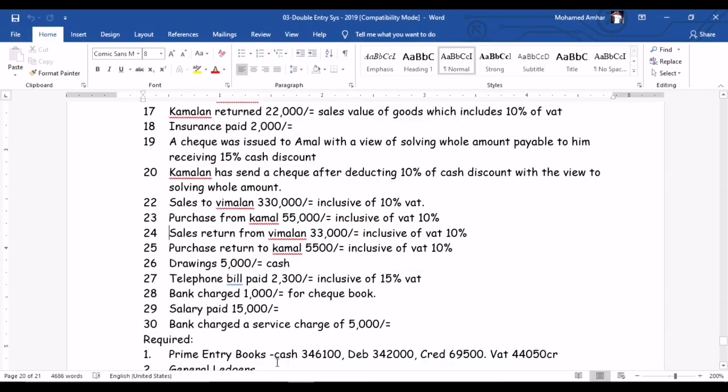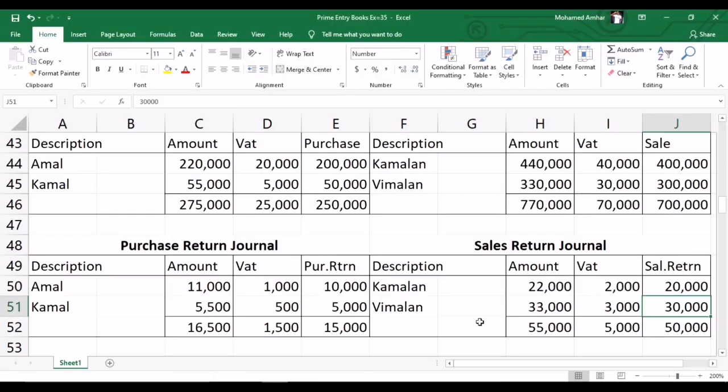Right, the next date is 25th. Purchase return to Kamal 5,500 inclusive of VAT 10%. So 10% VAT is 500. So record this in the purchase return journal. Just here, purchase return journal. Kamal purchase return amount is 5,500. Inclusive VAT is 500. So balance purchase return amount is 5,000.